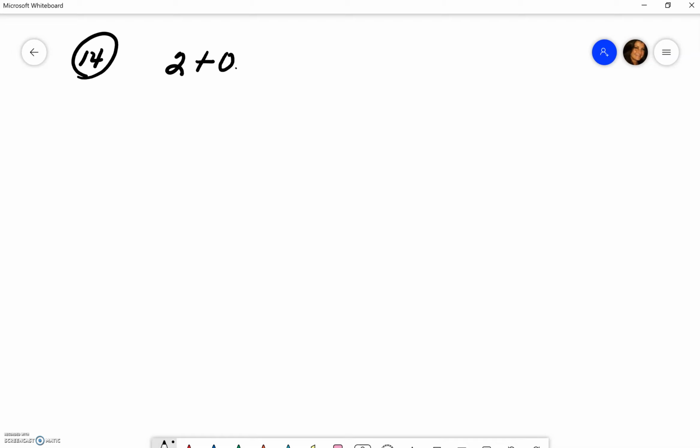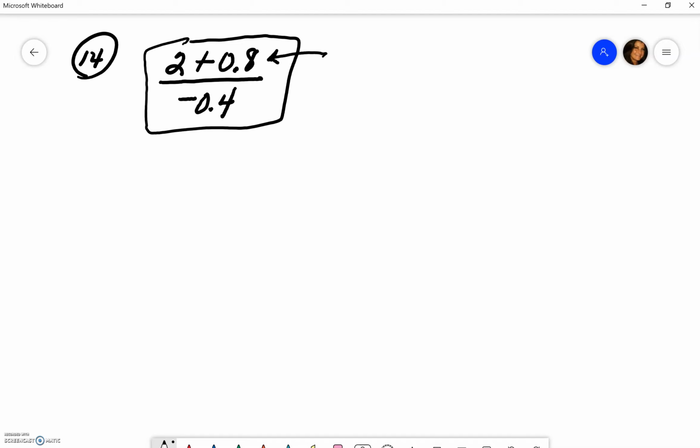So we have 0.8 over negative 0.4. The goal here is to understand that we're going to end up with a negative answer, but let me show you how. So the first rule is, remember, we just handle what's on top, what's on bottom. On the bottom, there's nothing to do, but on the top, we need to add that. So we will plug that into the calculator, end up with a result of 2.8.